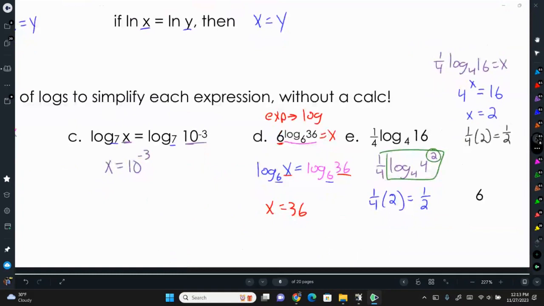So converting between exponent and log form is super essential. So make sure that when you're doing your homework that you really pay attention and practice that, so that way you're a master at it.